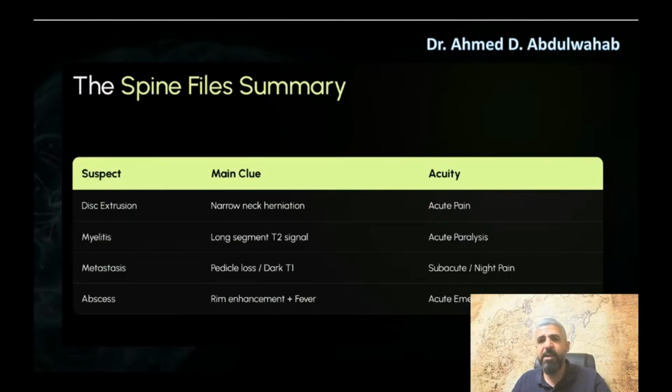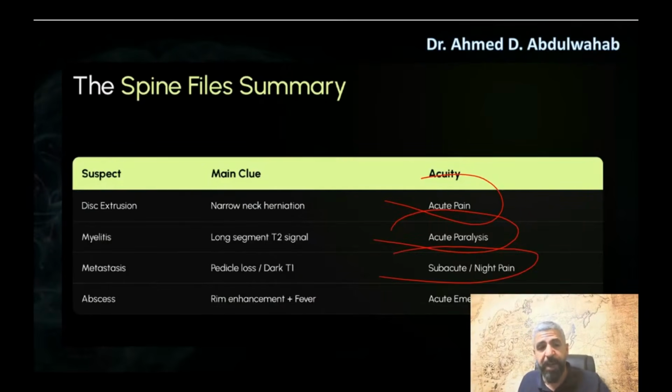So let's have a summary of the spine files. Disc extrusion, you have to see a narrow neck. Metastasis, you have to see a dark T1 bone marrow signal. Abscess, there's fever and edema at the disc and the vertebrae and the prevertebral and the epidural spaces with rim enhancement. Myelopathy, look for the pancake cord. And keep in mind that disc extrusion will present with acute pain, myelitis will cause paralysis, metastasis usually has a subacute presentation or night pain, while abscess is an acute emergency.